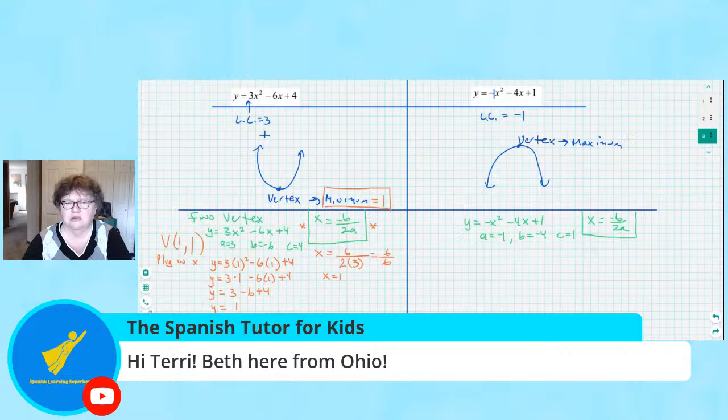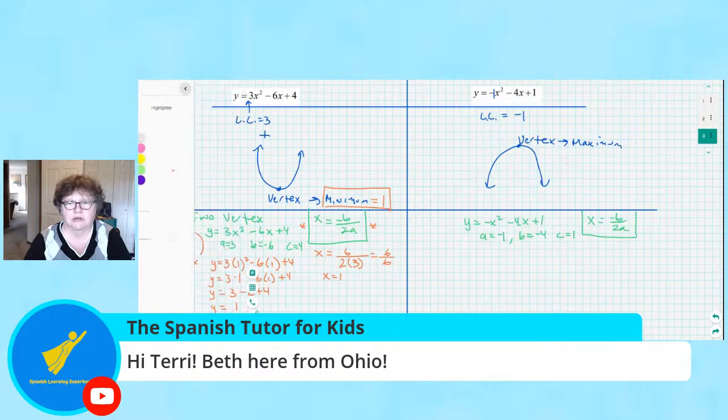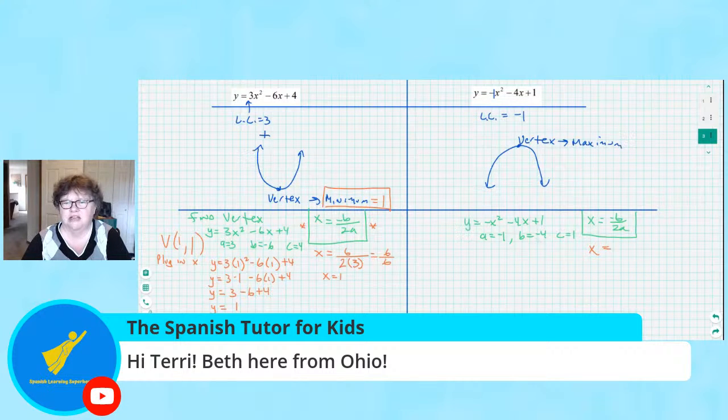Okay, so in any case, a is negative 1, b is negative 4, and c is 1. Notice, though, I don't really care what c is. I'm just doing that to round it out. So x will be the opposite of b. B is negative 4, so it'd be positive 4 over 2 times a, which is negative 1. So that gives me 4 over negative 2, or negative 2. So my vertex, the x value, is negative 2. To get the x, you're just plugging into the formula, negative b over 2a.